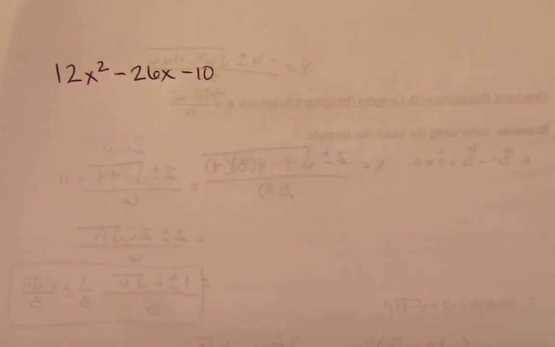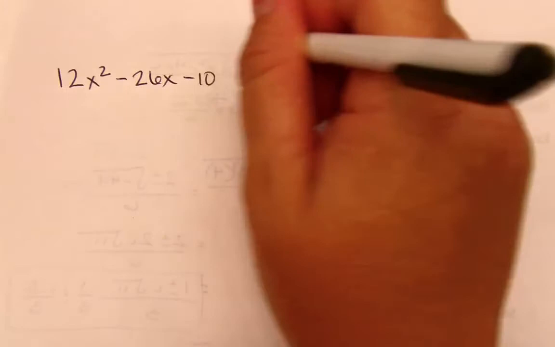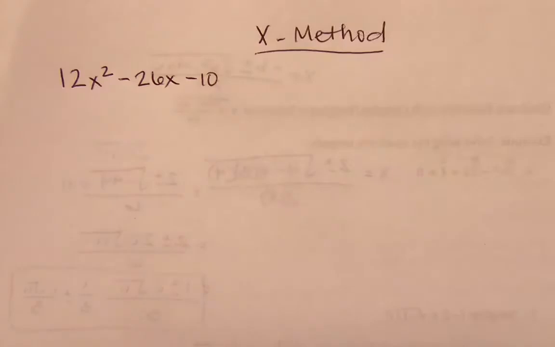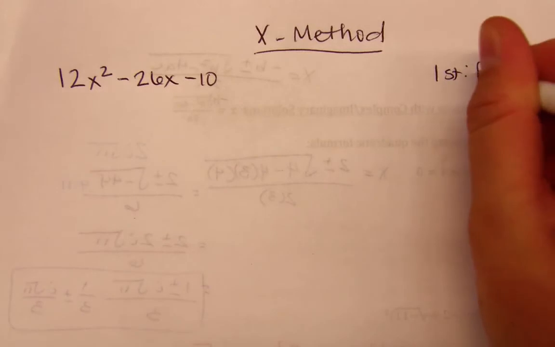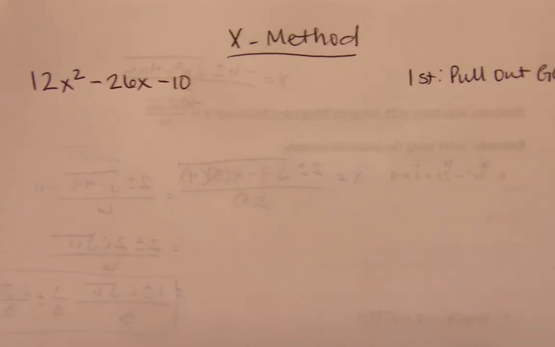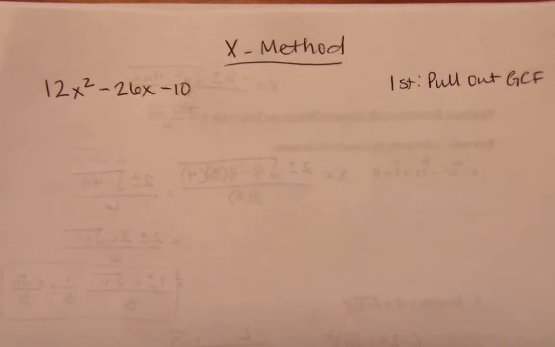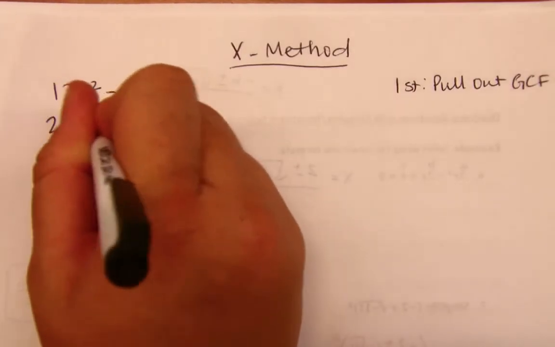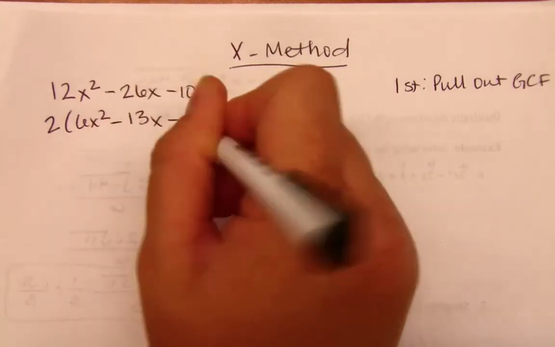Alright, so in this video I'm just going to do a brief review of the X method that I use for factoring. So in the X method, the first thing that we want to do is pull out the GCF. And again, GCF stands for greatest common factor. So in this polynomial right here, my greatest common factor is 2. So I pull out that 2 and I have 6x squared minus 13x minus 5.